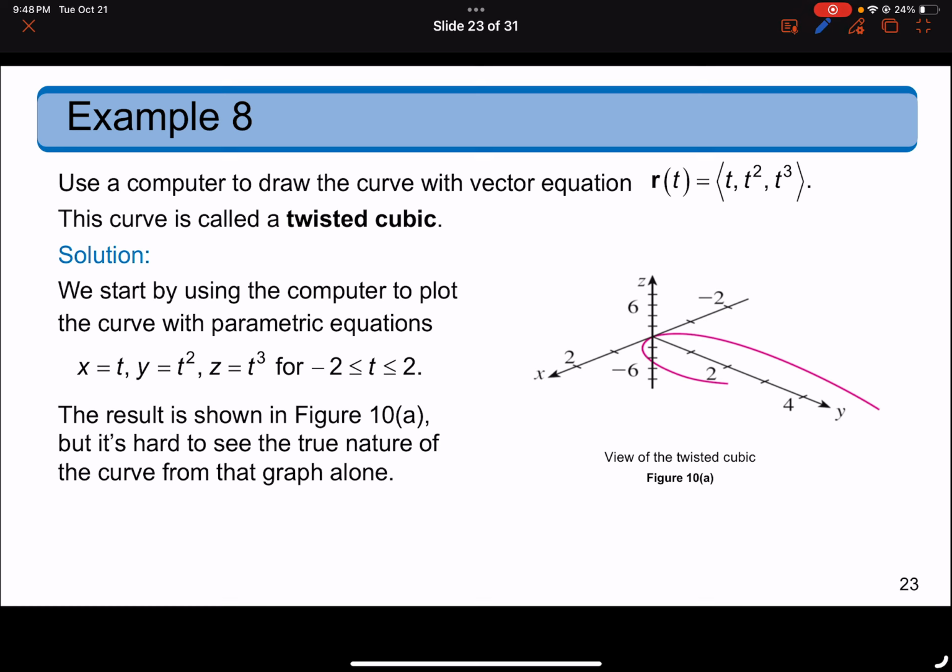So we can use t from -2, with an interval of 0.01, up to +2. Since the functions are simple, we can have it plot3. The first component is t, the second component is t dot asterisk 2, and the third component is t dot asterisk 3. So it should give you this space curve.